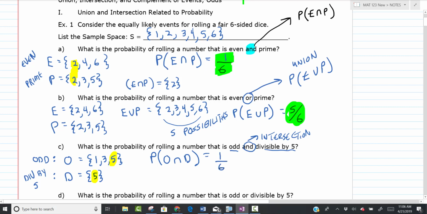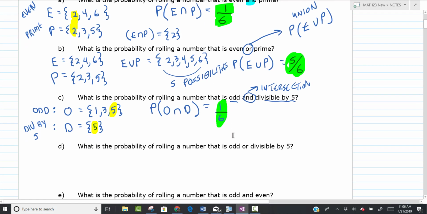So again, it's a 1 out of 6 probability would be the probability of a number being odd and at the same time divisible by 5. There's a 1 out of 6 chance of that happening. Okay, all right. So the next one, let's see what this one says. This is the probability of odd or divisible by 5.